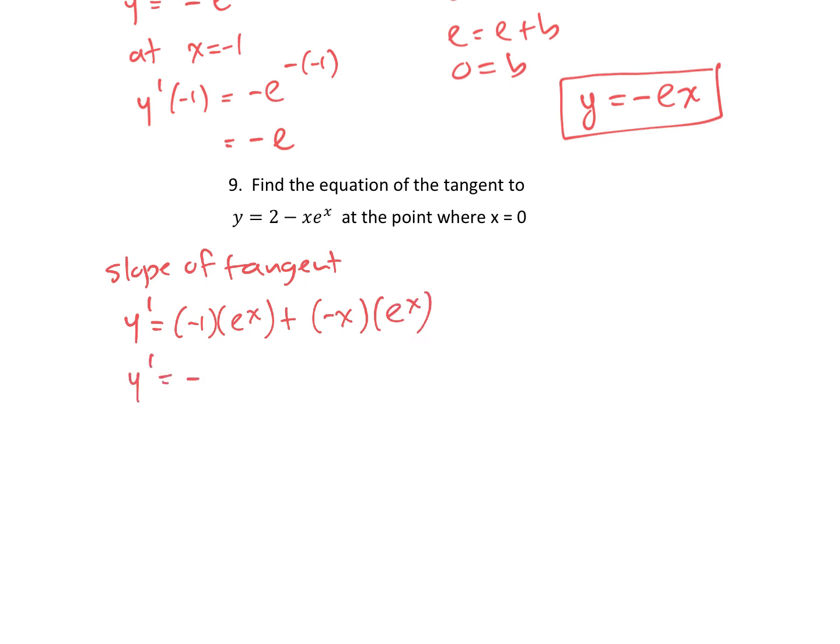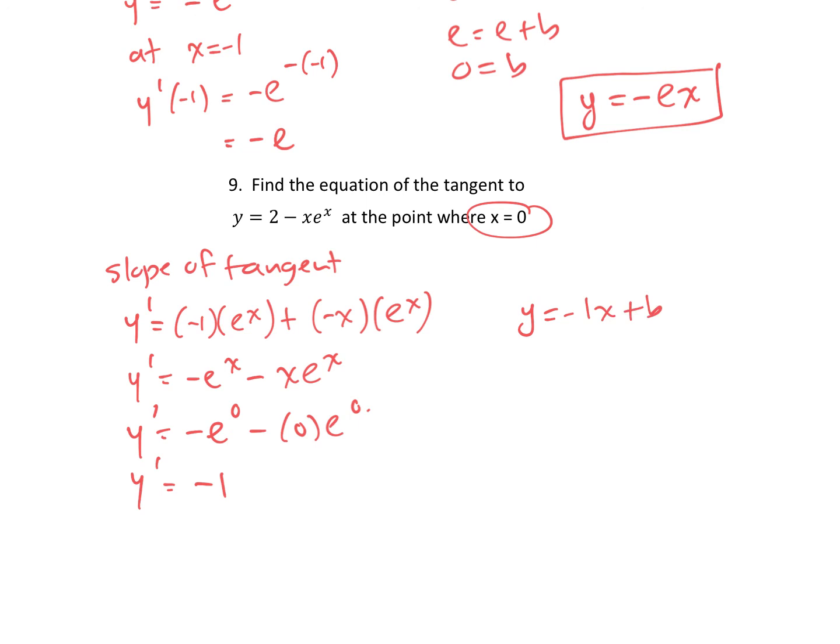So let's multiply those first two together. We get that. We want to find that at x equals 0. We could factor that, but we're just subbing in 0, so we might as well just sub in 0. So negative e to the power 0 is going to be negative 1. And then 0 times e to the 0 is just 0. So the slope of the tangent line is negative 1.